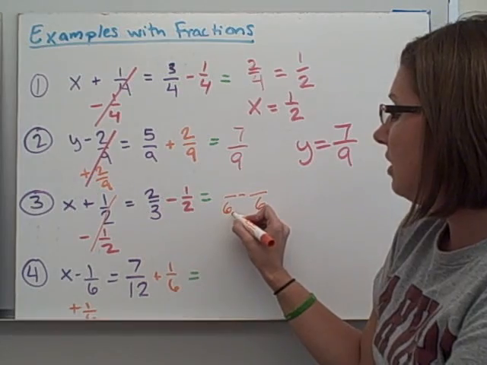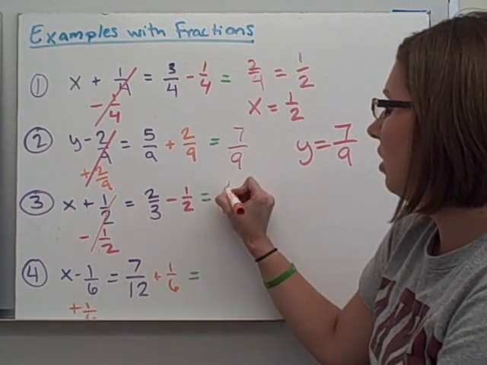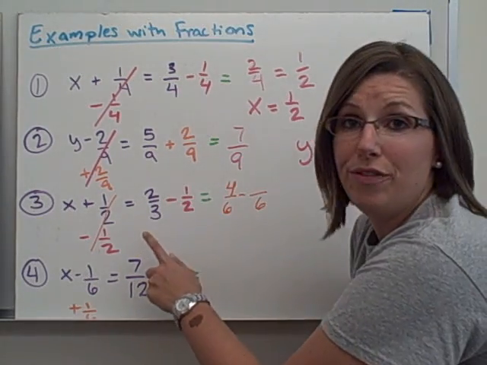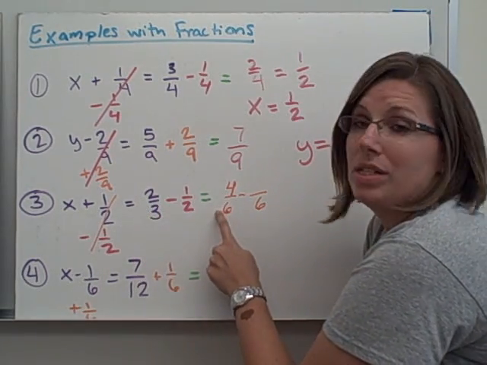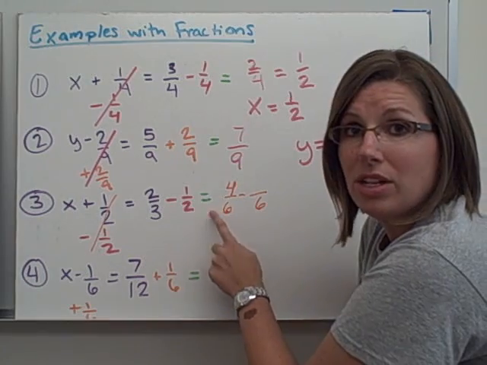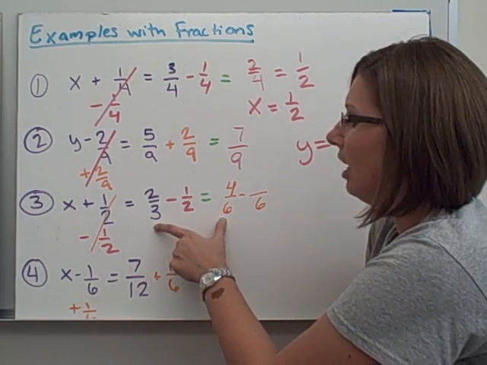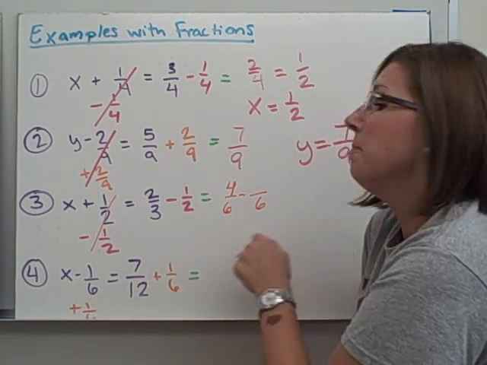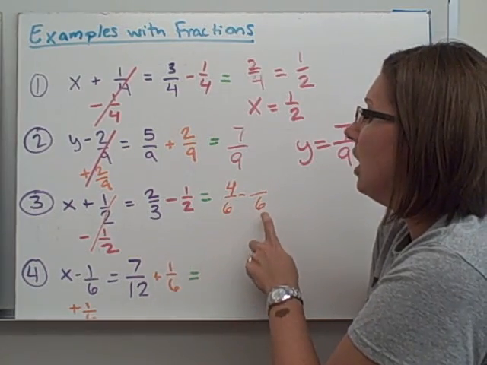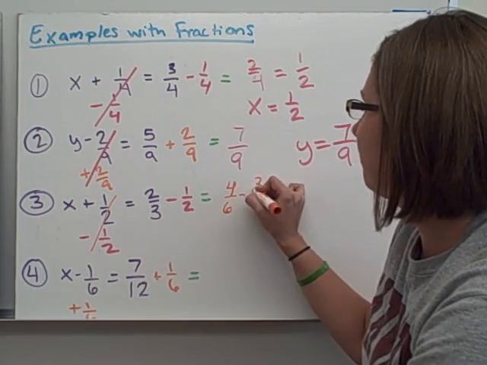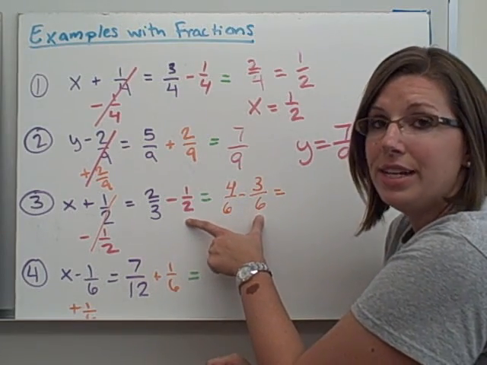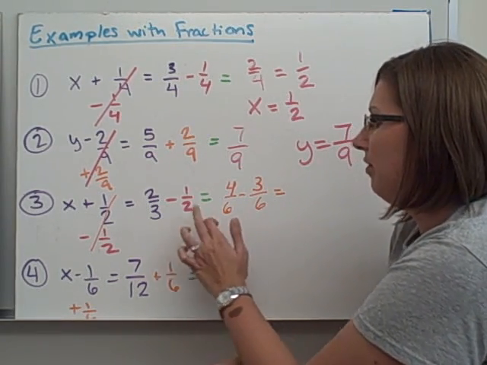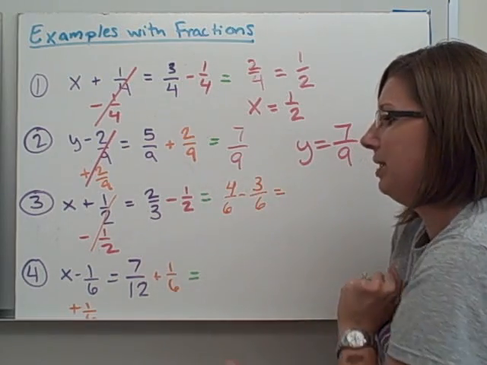3 times 2 is 6, so 2 times 2 is 4. I just made an equivalent fraction. 2/3 is the same as 4/6. I didn't change its value, I just changed its appearance so that I can easily subtract. 2 goes into 6 3 times, 3 times 1 is 3. And again, I just changed its appearance. I did not change its value. I have equivalent fractions from 1/2 to 3/6.